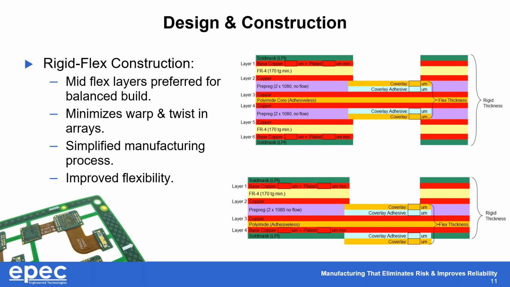The bottom image shows an alternative construction where the flex layers have been pushed down to the bottom of the stack. They exist as layers 3 and 4 in this 4-layer example. It's manufacturable. There may be some situations where it's a necessity, but we always review this requirement with our customers to see if the preferred balanced build construction can be applied, which will, as I said, optimize the process.